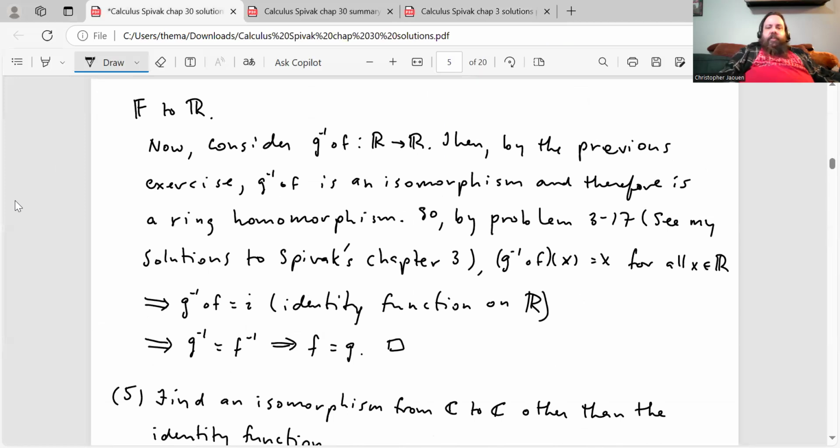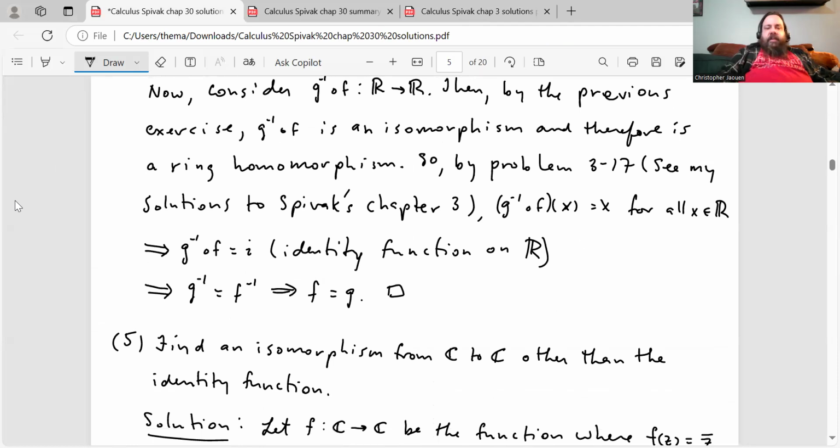Since we know that G inverse composed with F is an isomorphism and therefore a ring homomorphism, problem 317 tells us that G inverse composed with F of x is equal to x for all x in R, which means G inverse composed with F is the identity function on R, which means G inverse equals F inverse, or in other words, F equals G, and that's the proof.